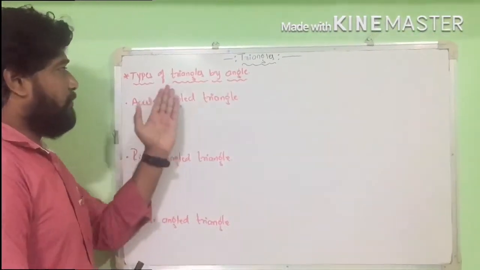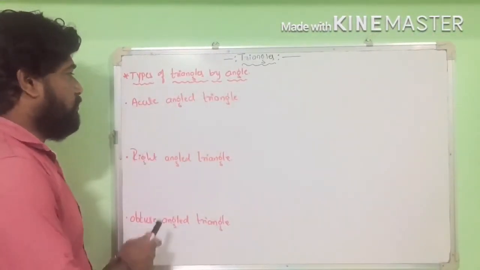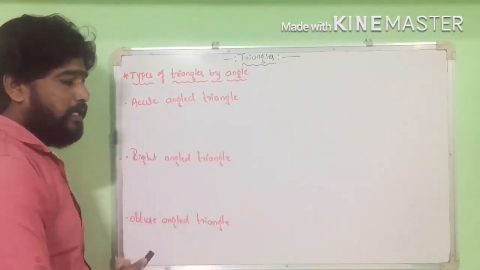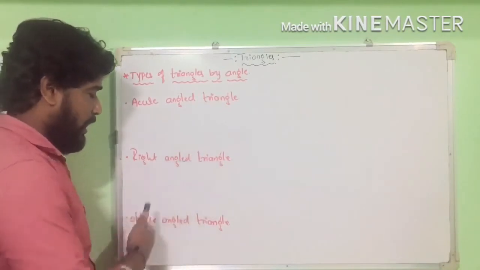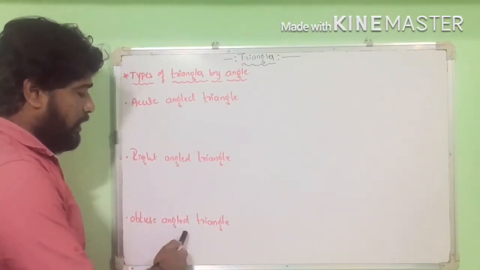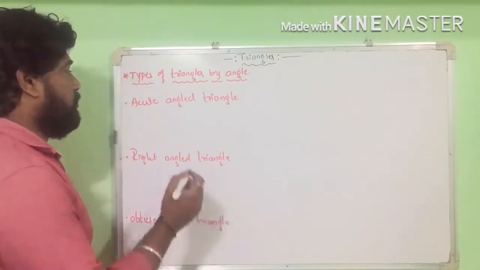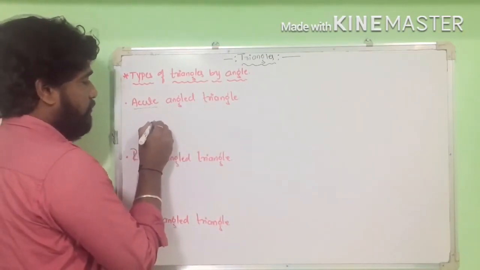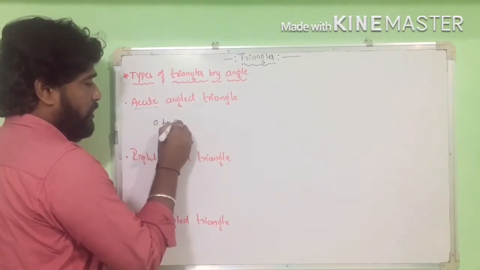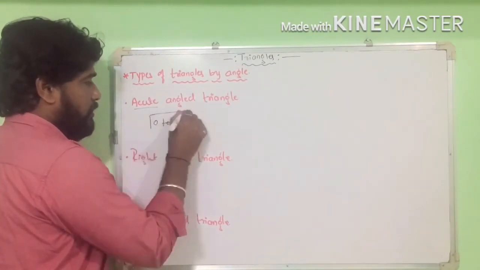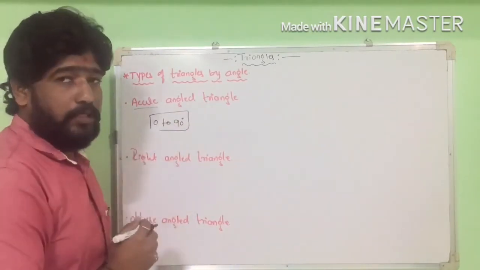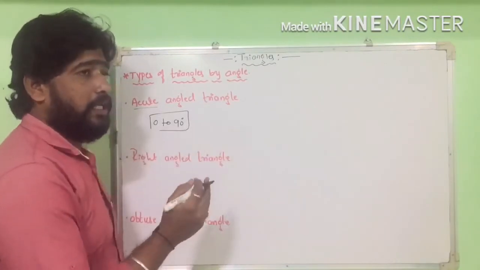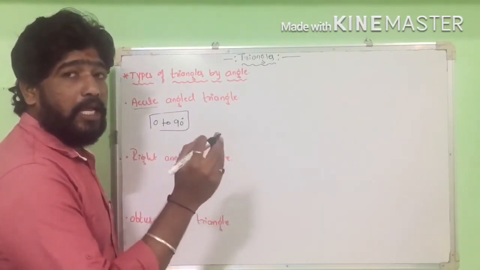Students, the types of a triangle by angles. First one, acute angled triangle. Second one, right angled triangle, and third one, obtuse angled triangle. So acute angled triangle. What is an acute angle? An angle that lies between 0 and 90 degrees, right? So it is called an acute angle. An acute angled triangle means a triangle having only acute angles.